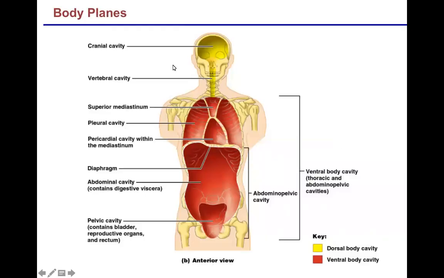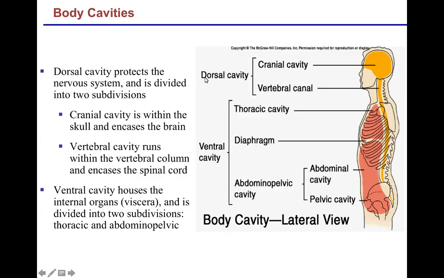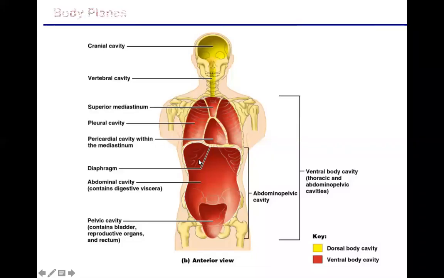So if you look in here, this is what we were learning. If you remember, going back, this is the dorsal and the ventral cavity. In here, this is the dorsal cavity. Part of the dorsal cavity is the cranial cavity and the vertebral cavity. So it houses the brain and the spinal cord in here.